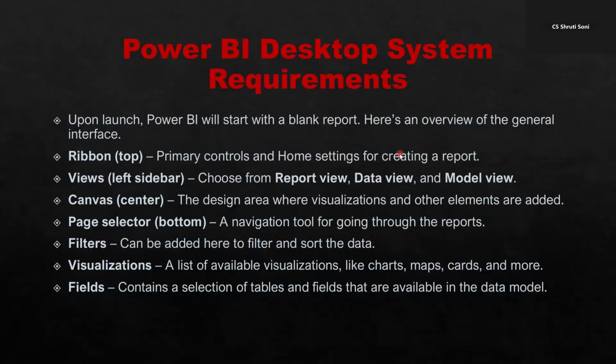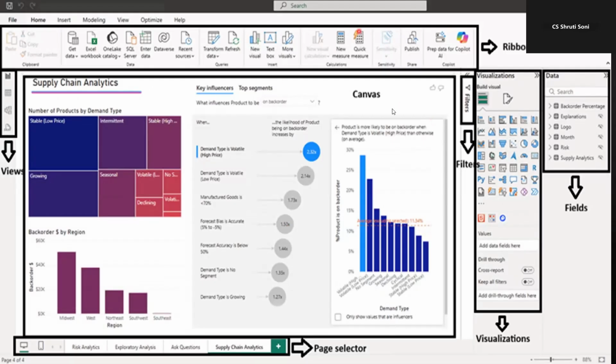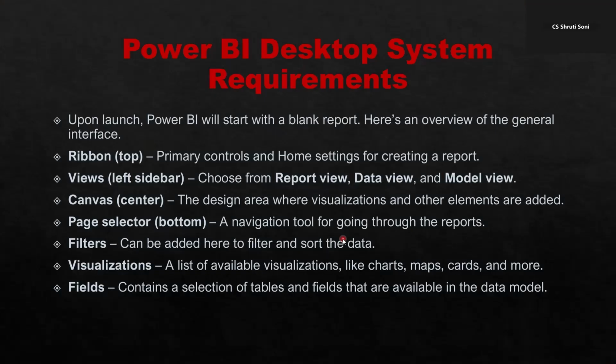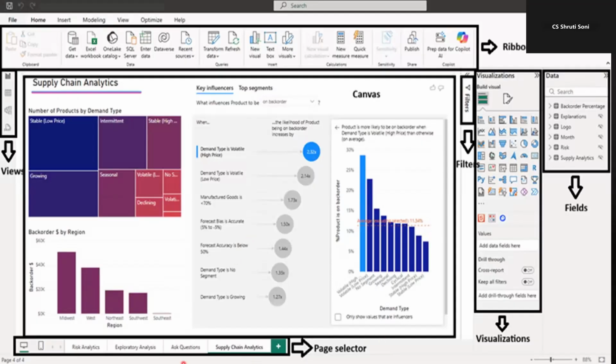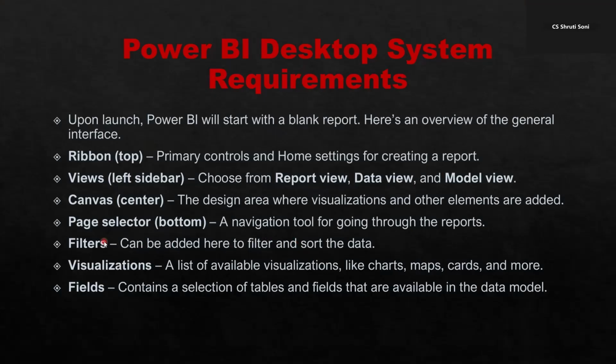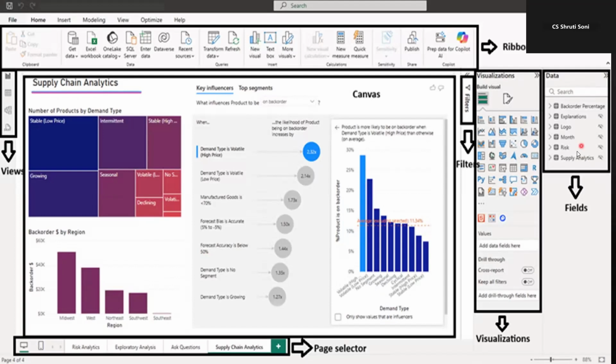Then you have the canvas, okay? This is the canvas portion, wherein you have your visualizations and you can add other elements. Then the page selector is a navigation tool for going through the reports. Different pages you can create. Then you have filters. They can be added to filter and sort the data.